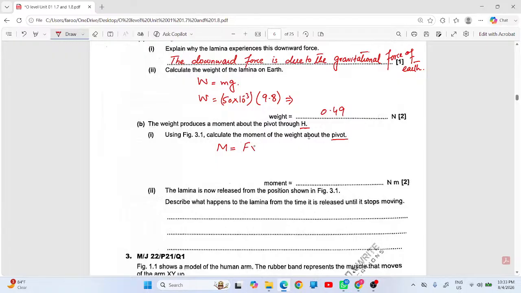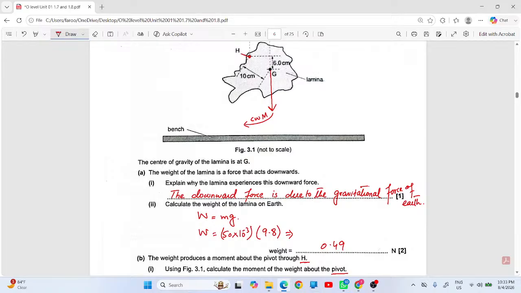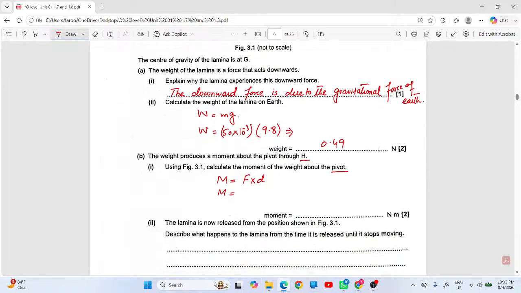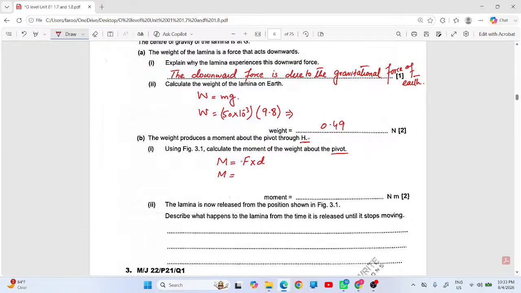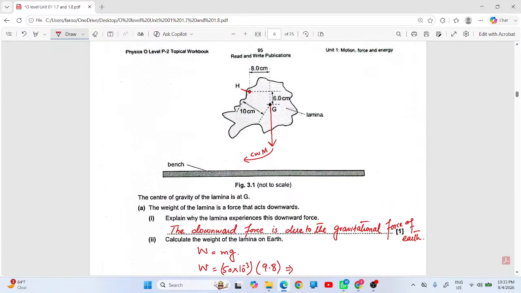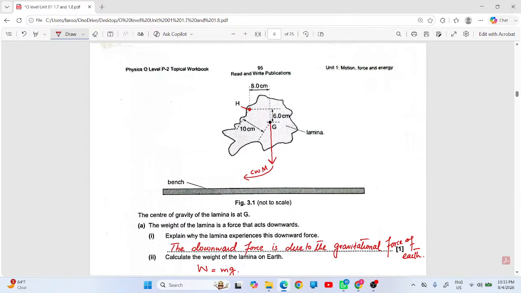Moment equals F multiplied by d, the product of force and perpendicular distance from the pivot. So the force is the weight of the lamina, which is 0.49, and we have to take a perpendicular distance from the pivot. So Abdullah, in this picture, what should be the perpendicular distance from the pivot? 6, 8 or 10?